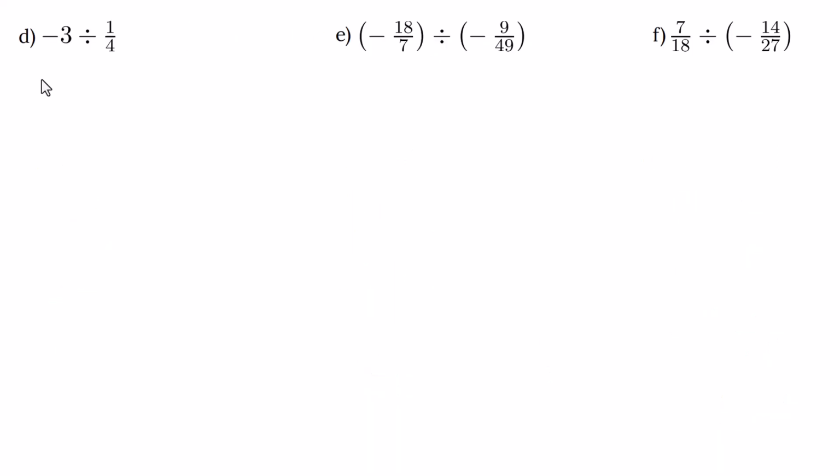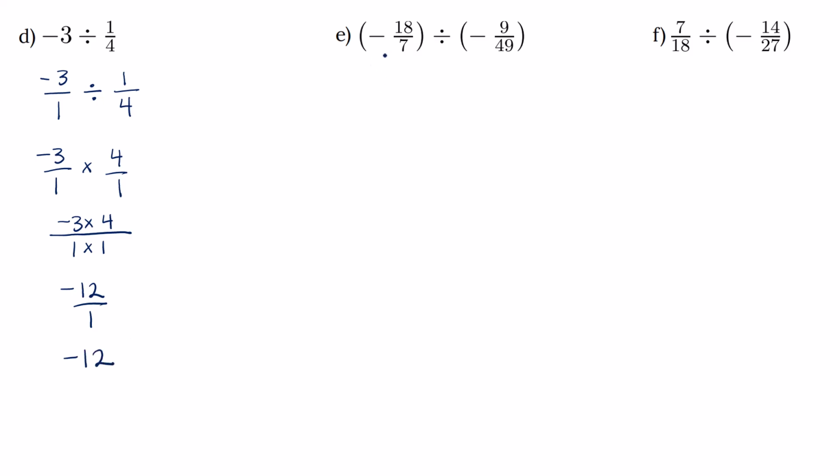I'll rewrite this one as a fraction, so negative 3 over 1 divided by 1/4. Now we want to change it to multiplication, so negative 3 over 1 times 4 over 1. Flip that second fraction. And now when we rewrite this, negative 3 times 4, 1 times 1, and it looks like we get negative 12 over 1, which is actually just equivalent to negative 12.